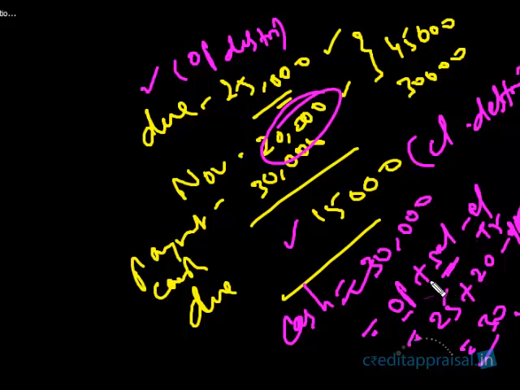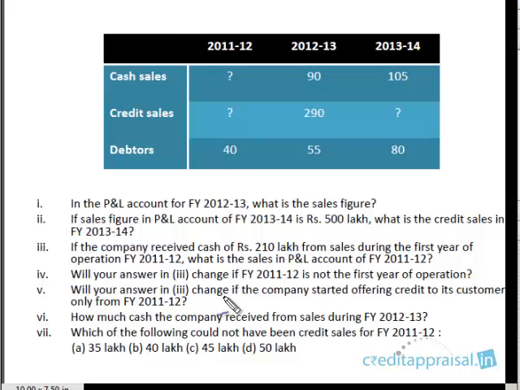That's the same formula which we have discussed. So yes, our answer in 3 will change if 2011-12 is not the first year of operation, because there is something called opening debtors, right? What if your answer changes if the company started offering credit to customers only from 2011-12?